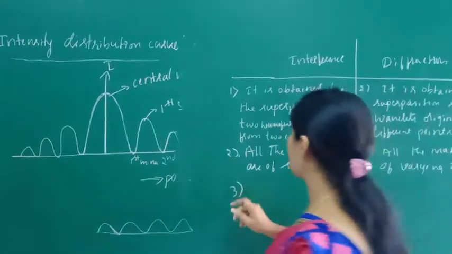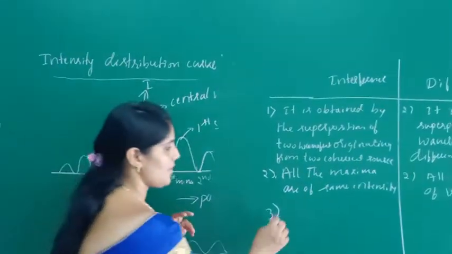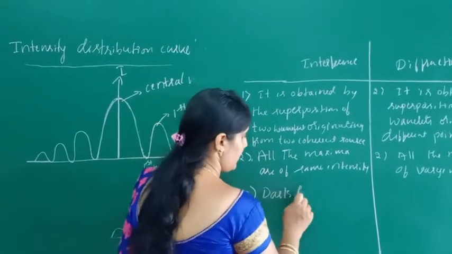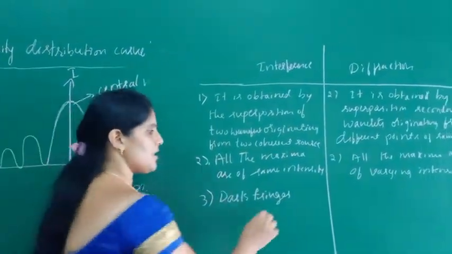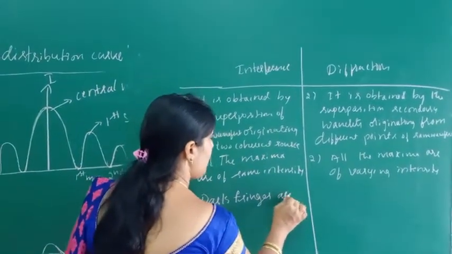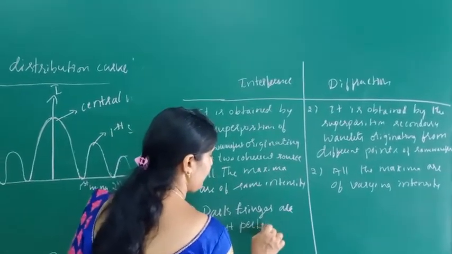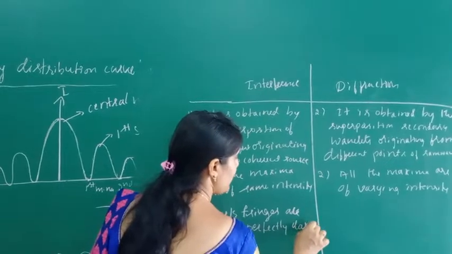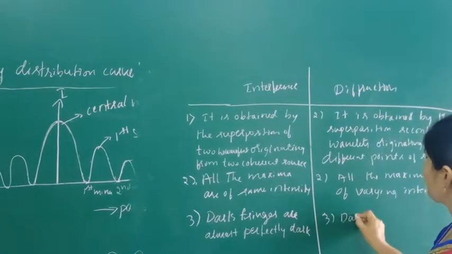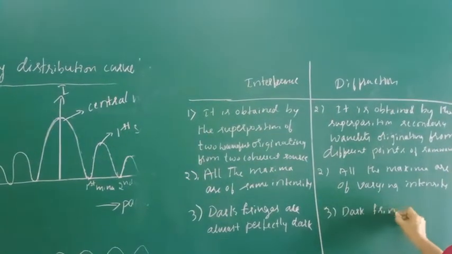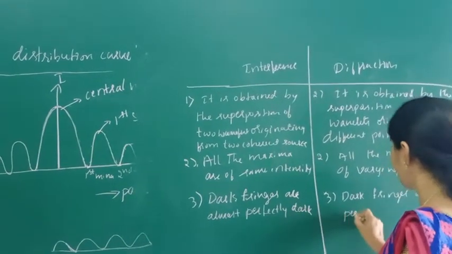Third difference is that in interference, dark fringes are almost perfectly dark. These dark fringes are obtained by destructive interference. In diffraction, the dark fringes are not perfectly dark.